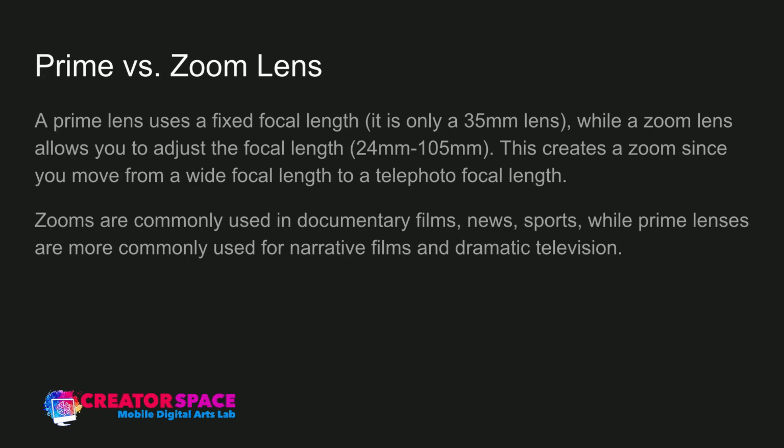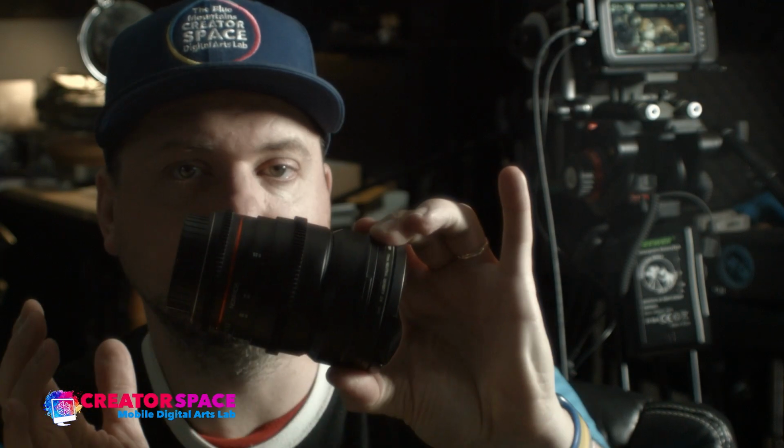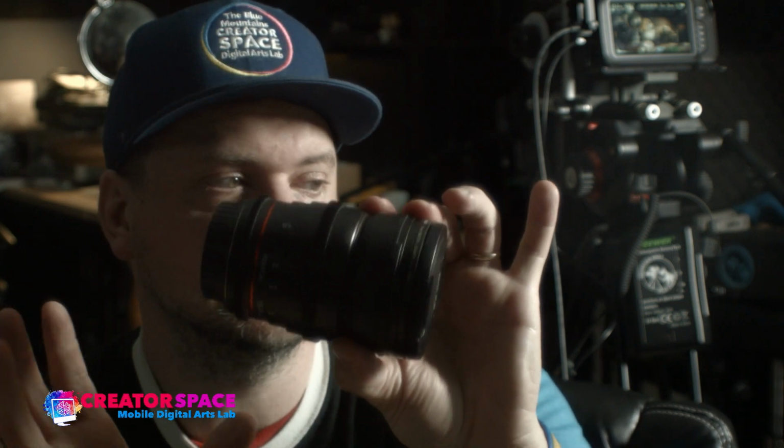So prime versus zoom lens. In the kits with our libraries and the cameras, we offer the prime lenses. So they're fixed focal lengths. A 35 millimeter lens is only a 35 millimeter lens. It's basically like these things right here. So these are different prime lenses. This is a 24 millimeter, and that's what it is. It's 24 millimeters, and that's that.